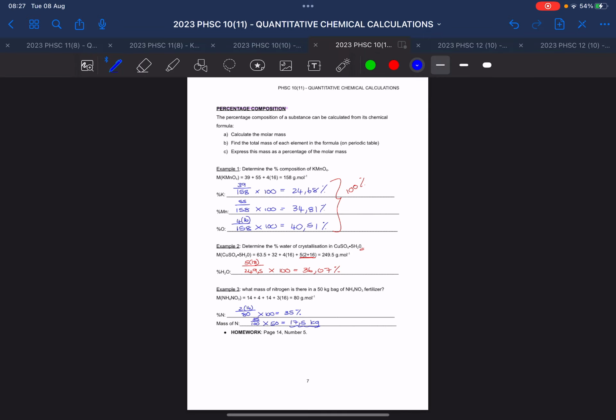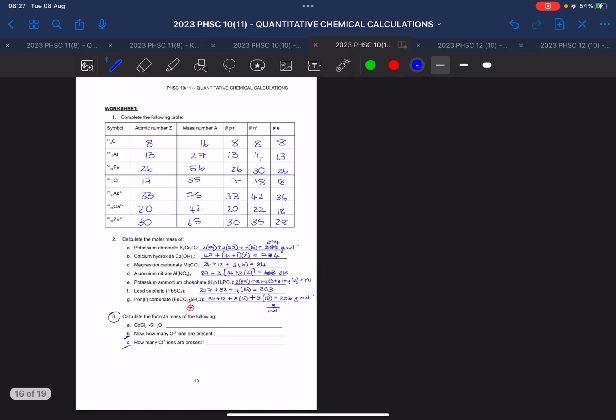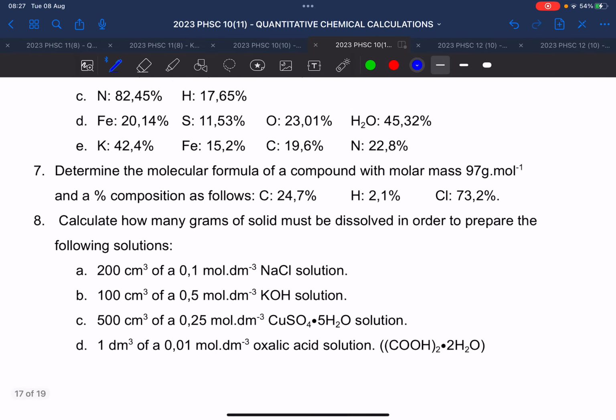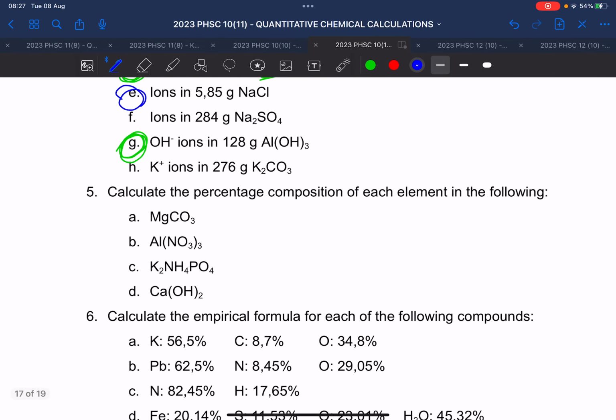Sharp. So, a bit more homework for you. It is on page 14, question 5. I want you to do, not everything, I think that's a bit silly. Let's do B and D.